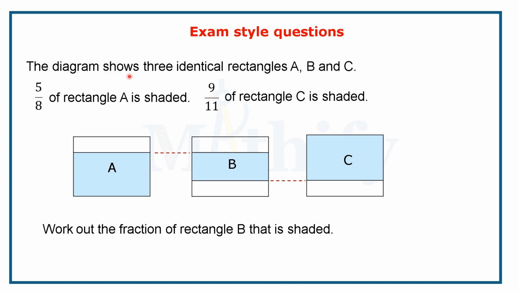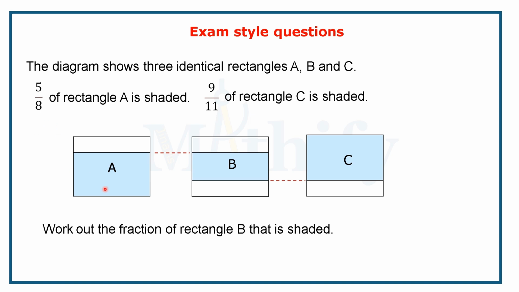The diagram shows three identical rectangles A, B, and C. 5 out of 8 of rectangle A is shaded. 9 out of 11 of rectangle C is shaded. Work out the fraction of rectangle B that is shaded.